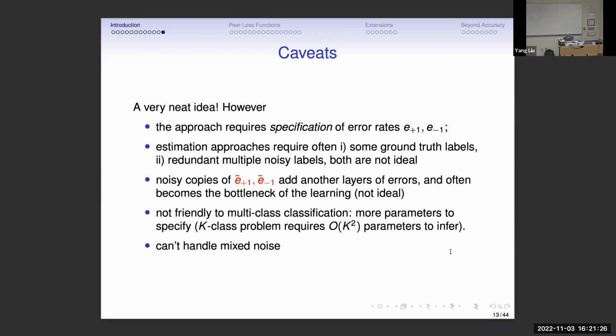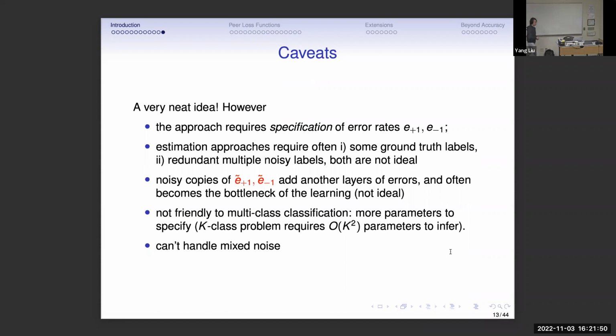Thirdly, even though you can estimate, what I observe is that the noisy copies of E plus E minus often become the bottlenecks of learning. If we don't estimate the parameters accurately, this is going to introduce another layer of errors. Binary is okay, E plus E minus, 2 parameters, not a big deal. But for K-class classification, that will be K-square number of parameters to estimate. That will be even less stable.